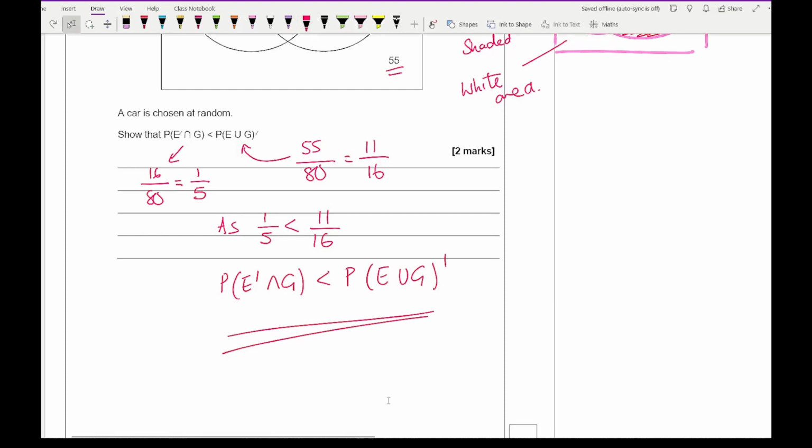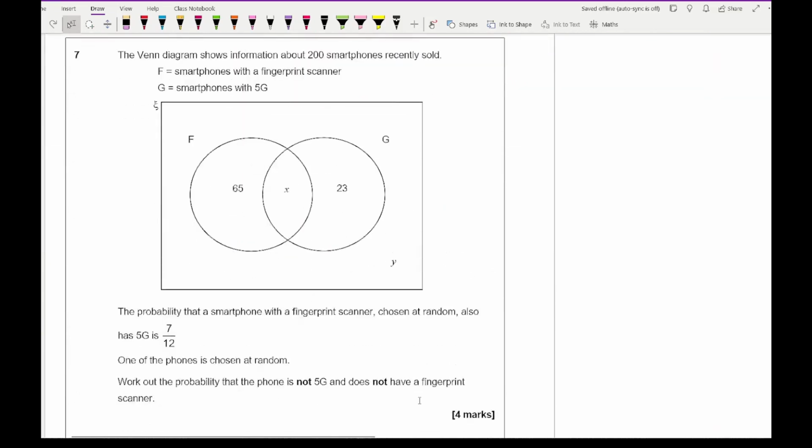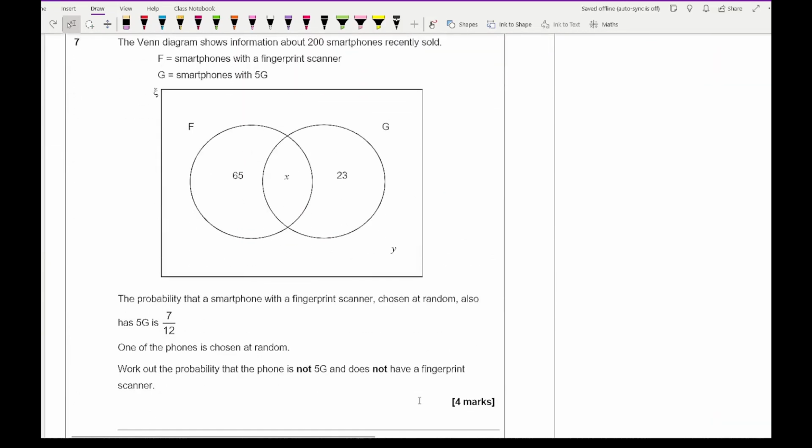And there we go. Then moving on to our last question, it says that a Venn diagram shows information about 200 smartphones recently sold. F represents smartphones with a fingerprint scanner and G represents smartphones with 5G. The probability that a smartphone with a fingerprint scanner chosen at random also has 5G is 7 over 12. One of the phones is chosen at random. Work out the probability that the phone is not 5G and does not have a fingerprint scanner. So in other words, it's asking me to find y.